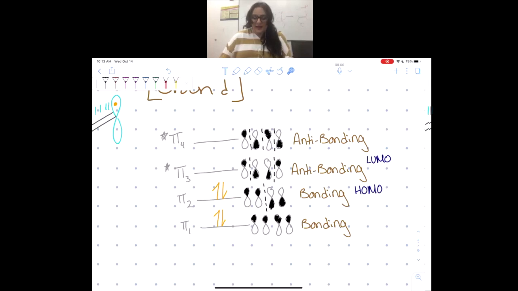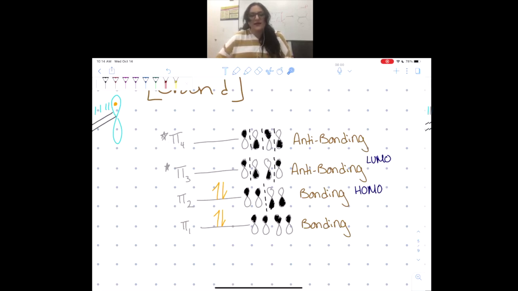And by that I mean, like, let's say pi 4 and pi 1 are a pair, pi 2 and pi 3 are a pair. If you think about it this way, it'll help you in the future because you have to remember that there's always going to be an equal number of bonding and anti-bonding orbitals. They will always equal each other. Another way to write antibonding is this little star as I've drawn here.